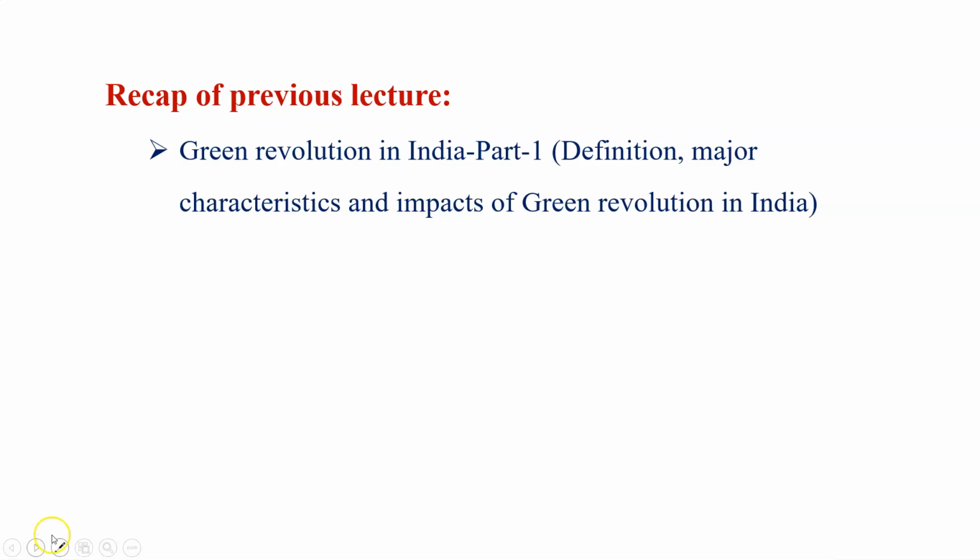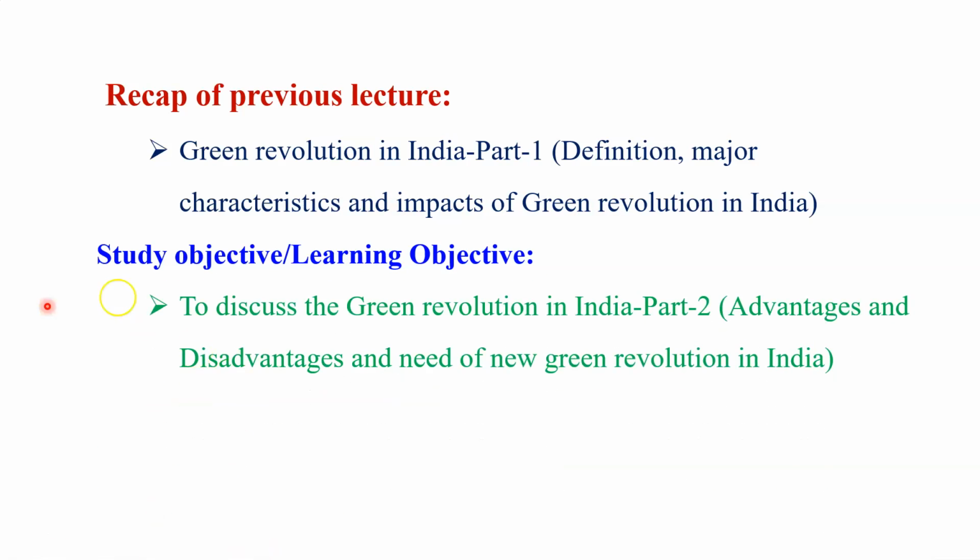Dear student, in the previous lecture we discussed detailed information about the Green Revolution in India part 1. In this part 1 we discussed the definition of the Green Revolution, major characteristics of the Green Revolution in India, and impacts of the Green Revolution in India. For today's lecture, our learning objective is to discuss the Green Revolution in India part 2. In this part 2, we are going to discuss advantages and disadvantages of the Green Revolution in India, and also the need for a new Green Revolution in India.